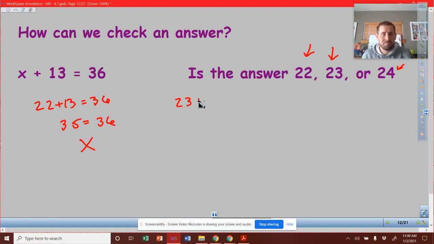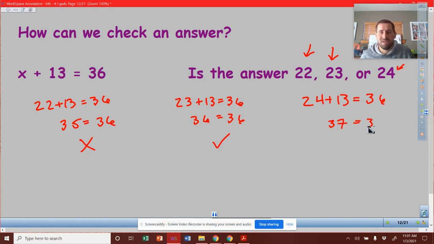So then we could try 23. So 23 plus 13, does that equal 36? Yeah, you're going to get 36 equals 36. That's the right answer. And just to make sure, because some equations can have more than one answer, we're going to test, is 24 an answer? So 24 plus 13 equals 36. You're going to get 37 equals 36.